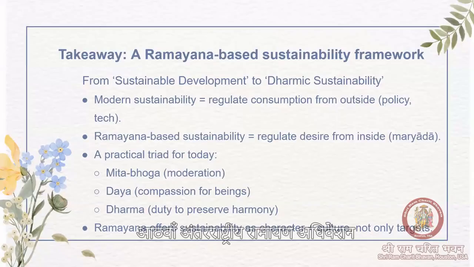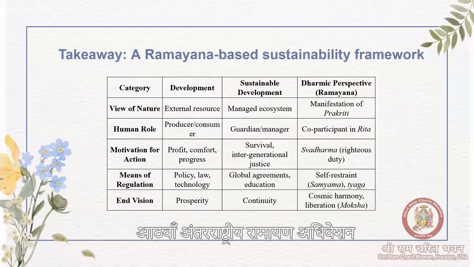There are three things, the practical triad for today. One is mit bhog, moderation in consumption. Daya, compassion for living beings. Dharma, duty to preserve harmony. These are the key practical triad. Ramayana offers sustainability as character plus culture, not as targets. This is the basic structure I tried to collect in one place.